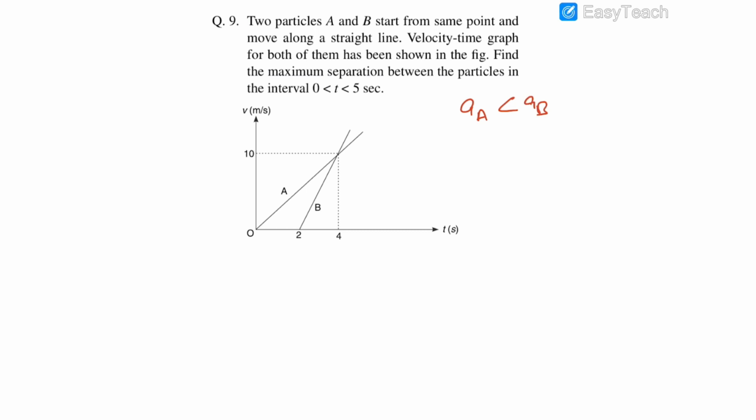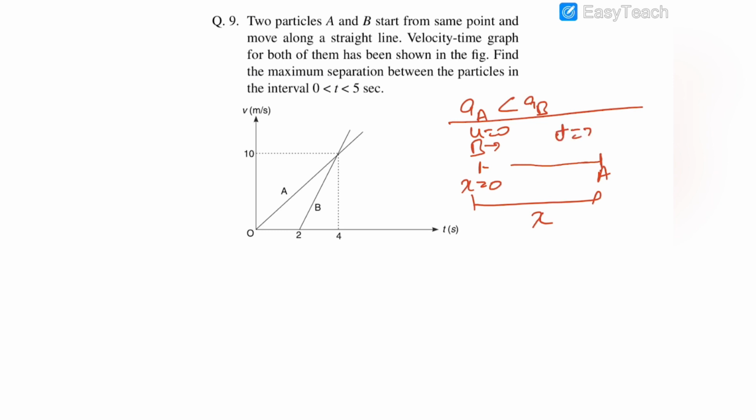So initially, at 2 seconds, let's suppose this is x equal to 0, and B is starting at this point with some 0 velocity, and A has moved by some distance x in this time, and the time at this moment would be t equal to 2 seconds. So this is the time at which B has started, and A was already moving at this time, and A was ahead of B.